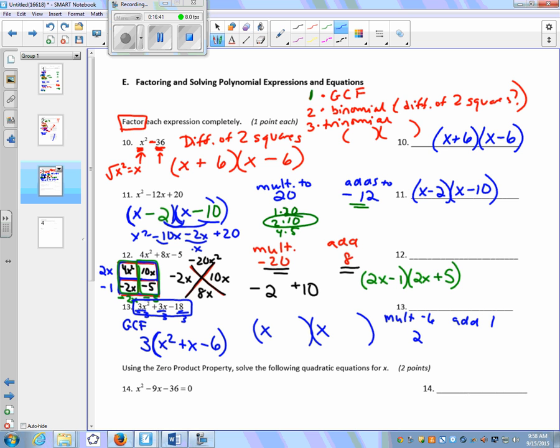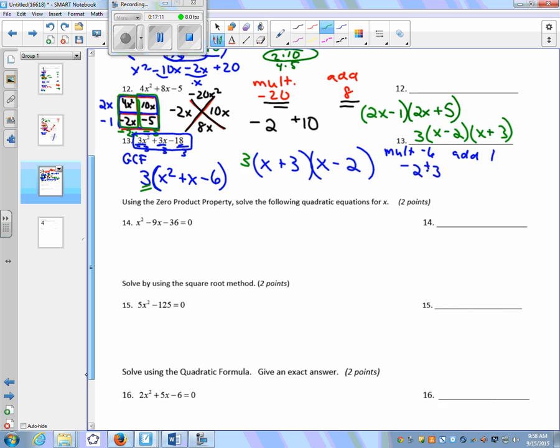And that's going to be 2 and 3. Negative 6 and positive 1, so it has to be a positive 3 and a minus 2. So plus 3 and minus 2. So that should be your final answer here. Don't forget we pulled out that 3 in the beginning, so that has to go out front. 3 times x minus 2, x plus 3.